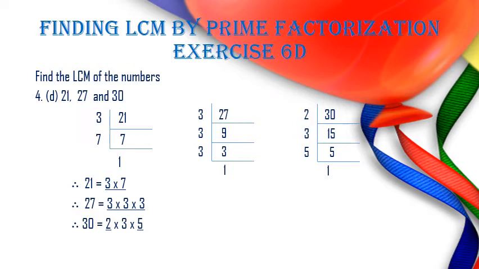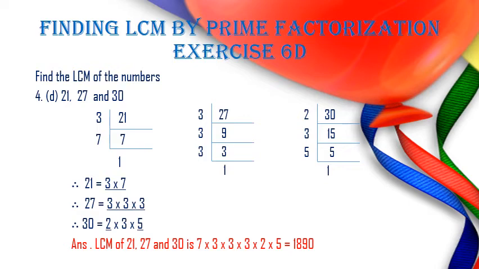So now children, 3 occurs the maximum number of times in 27, that is 3 times, and the rest of the factors occur one time each. 7 occurs one time, 2 occurs one time in 30, and 5 occurs one time in 30. So the LCM of these three numbers, 21, 27 and 30, is 7 multiplied by 3 multiplied by 3 multiplied by 3 multiplied by 2 multiplied by 5, which is equal to 1890.